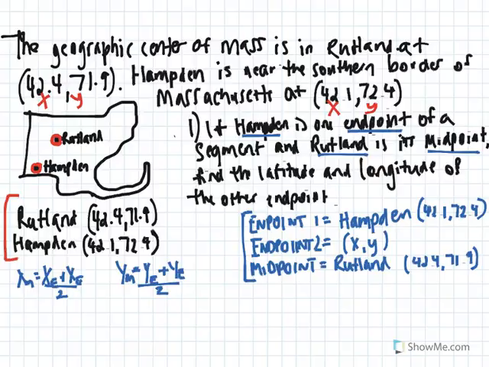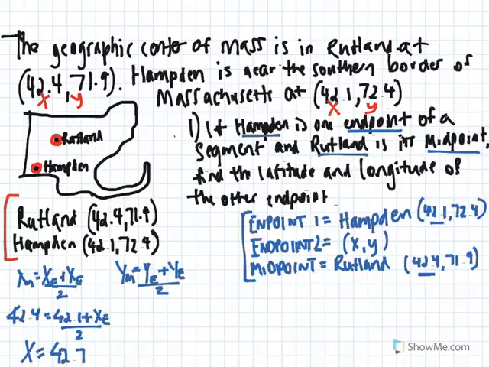My X midpoint is this value right here. So that's 42.4 equals, one of my X endpoints is 42.1 plus X endpoint over 2. I'm going to solve for X. I'm not doing the full math because I don't have a lot of space, and you should know how to solve equations by now. So my X endpoint is going to be 42.7.